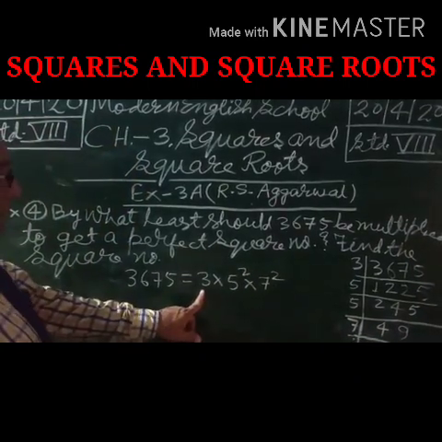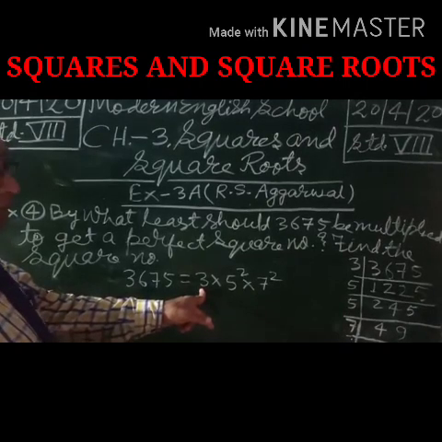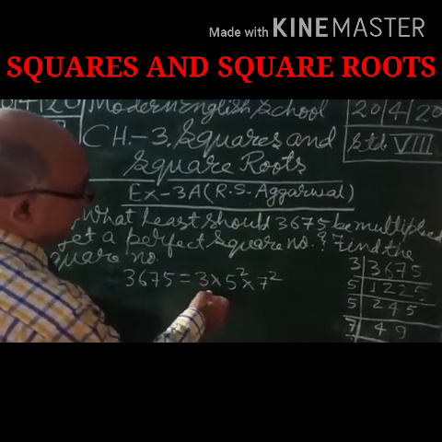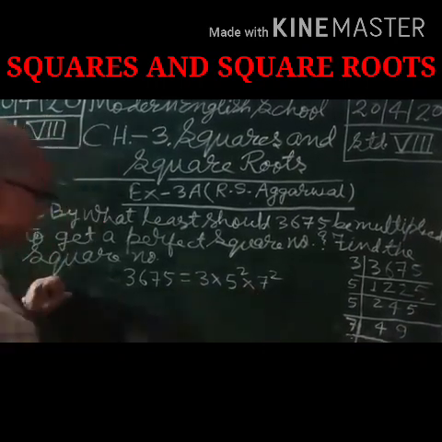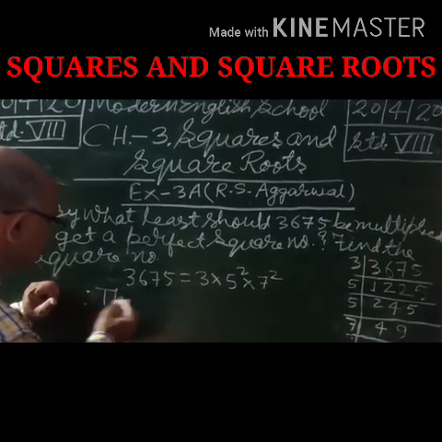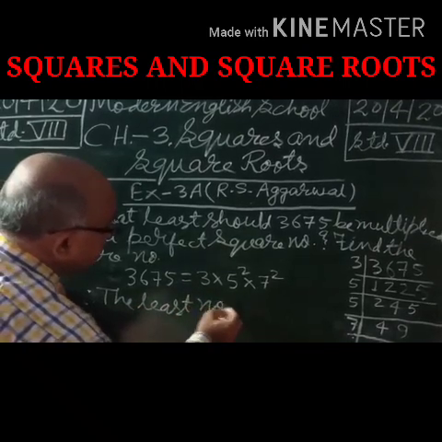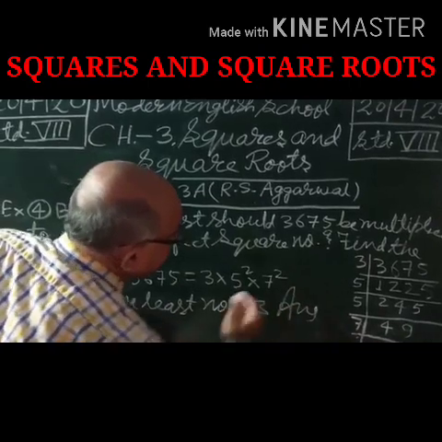Here only the prime number 3 is not in a pair. So to make a pair, we will have to multiply by 3. Therefore, the least number equals 3. Answer.